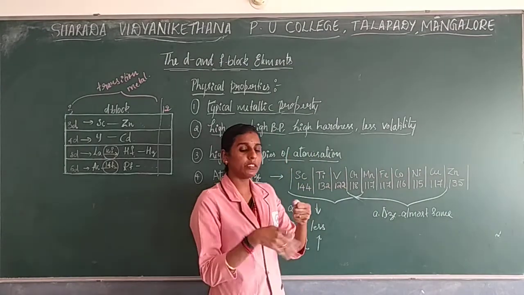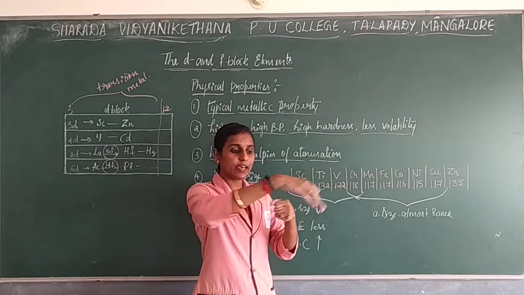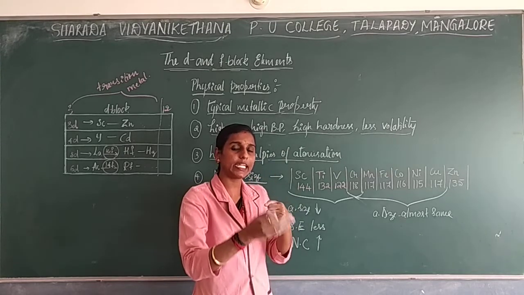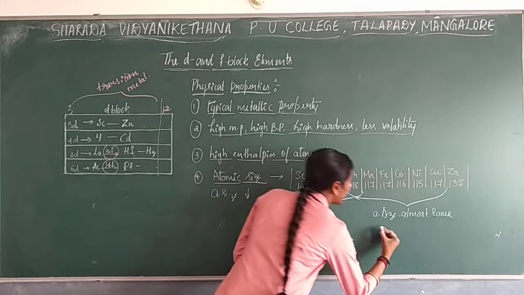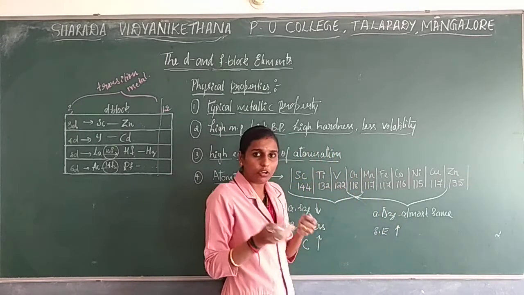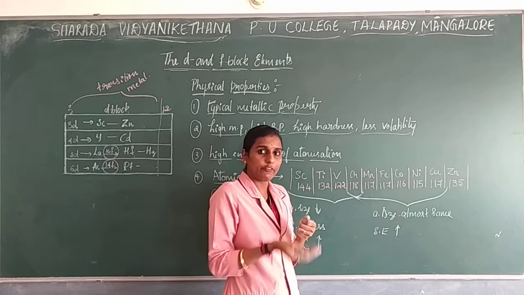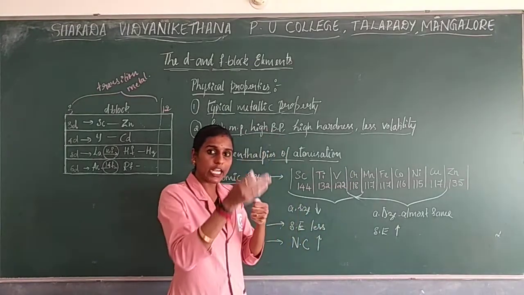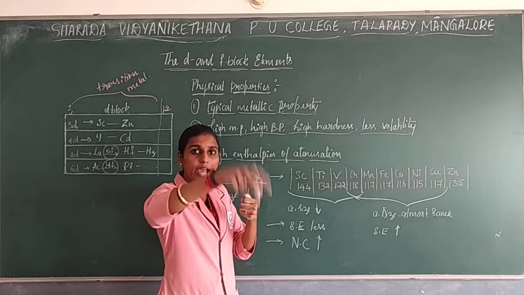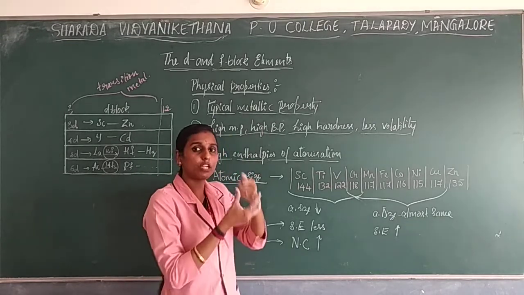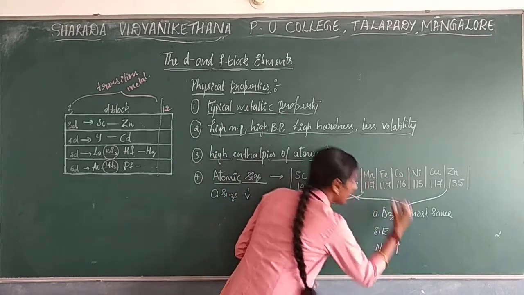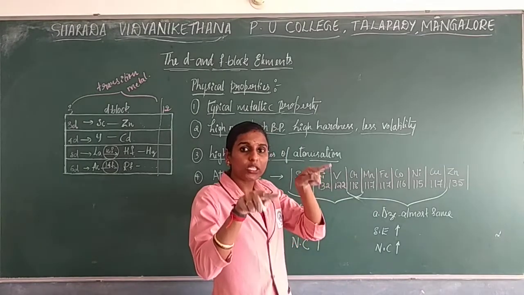Here what will happen? Again, nucleus, an inner orbital, and an outer orbital. In the inner orbitals, the screening effect slightly increases. So a little bit of screening effect increases. Now as the screening effect increases, electrons go on adding, so nuclear charge is also increasing. So both are increasing now.